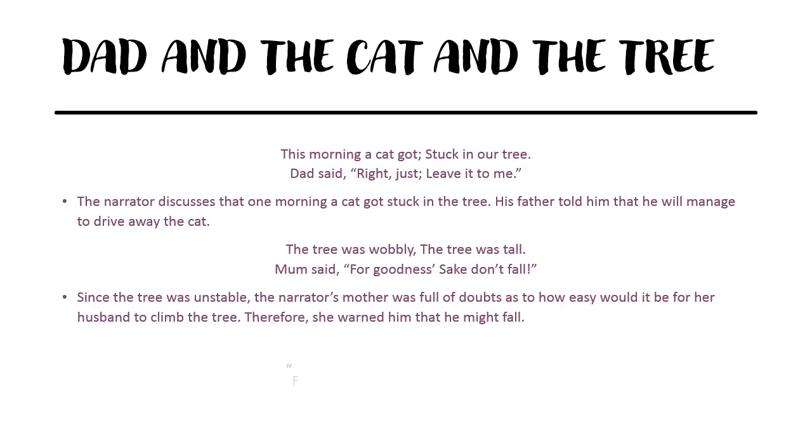Third stanza. Fall, scoffed Dad. A climber like me? Child's play. Just wait and see. So now when the mom challenged him, saying please don't fall down, what is Dad saying here? Fall, scoffed Dad. A climber like me means such a trained climber like me can fall down? It's child's play. Okay, just wait and see.